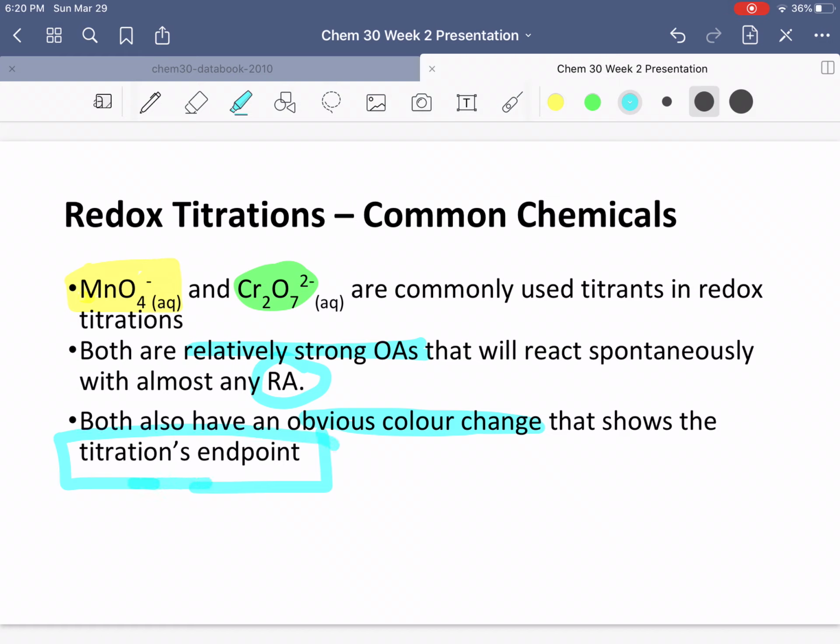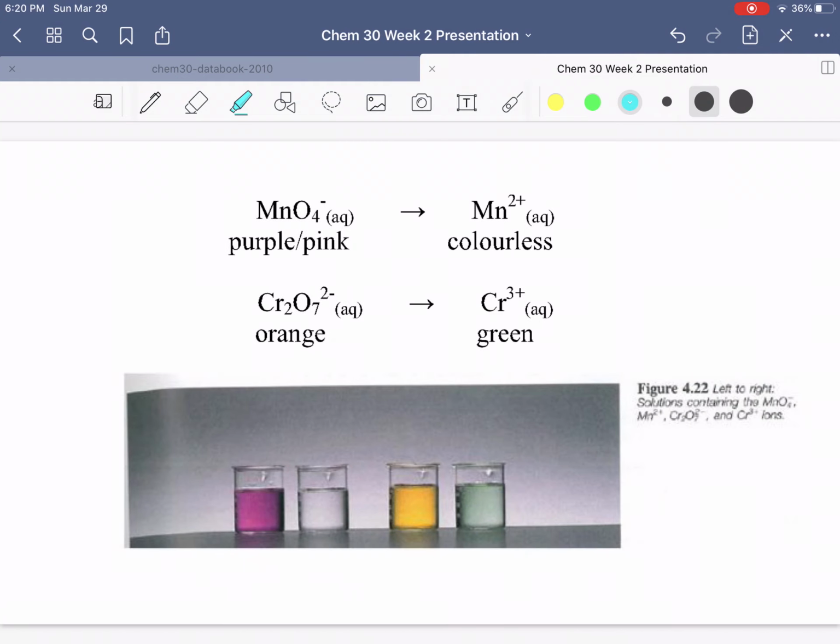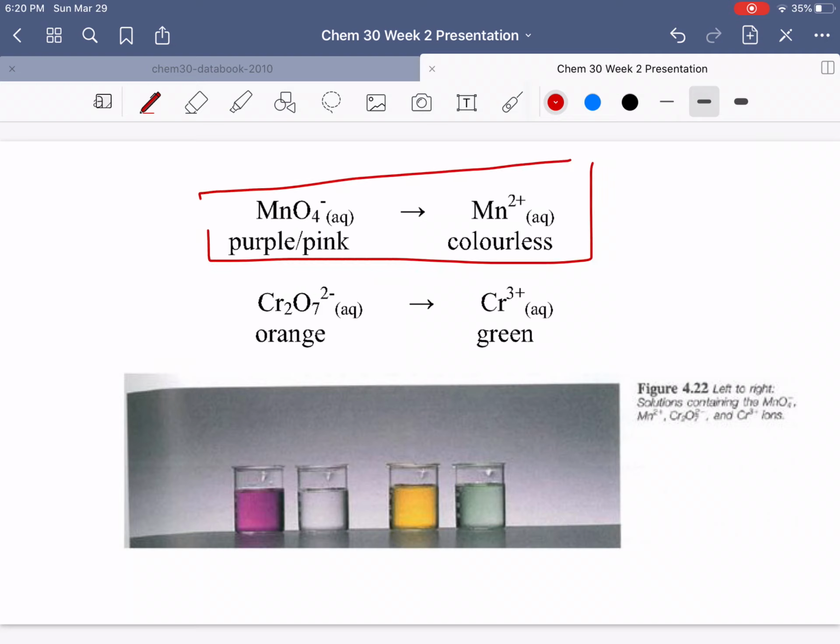Endpoints are when we have added enough volume of the titrant to completely react with the given amount of the aliquot. Okay, from a color change perspective, I just put these up here so you could see them a little more clearly. Now, the permanganate here would go from purple or pink to colorless, as you see here, right? So as the permanganate reacts, it goes colorless.